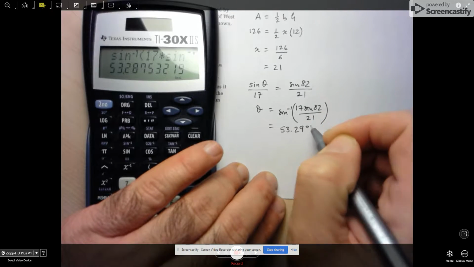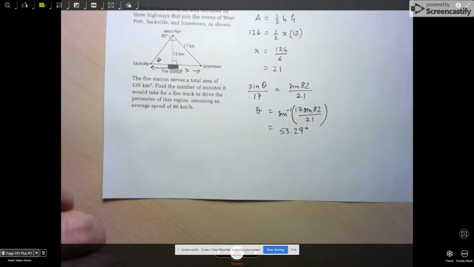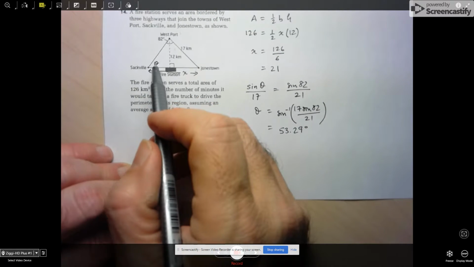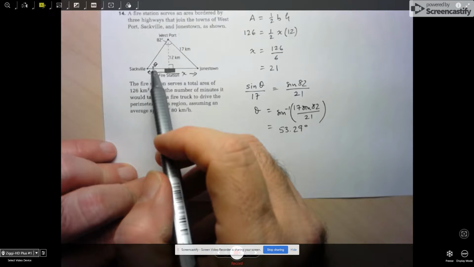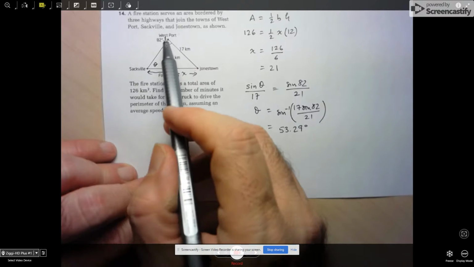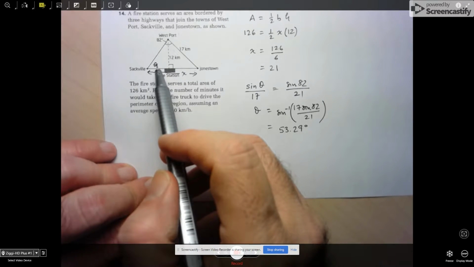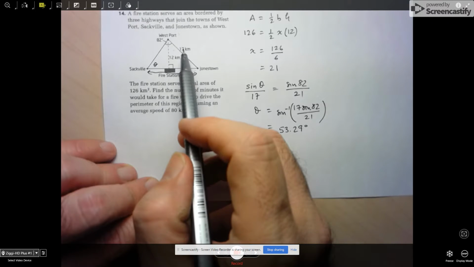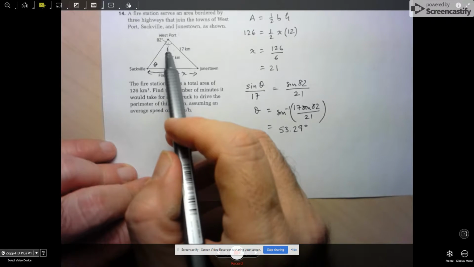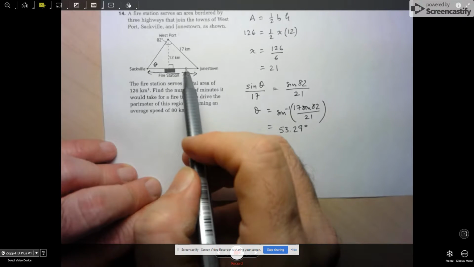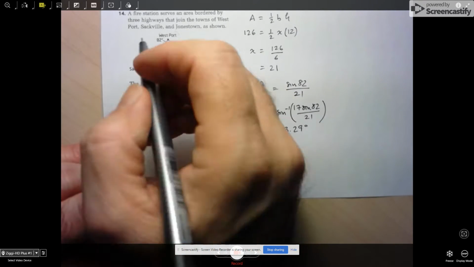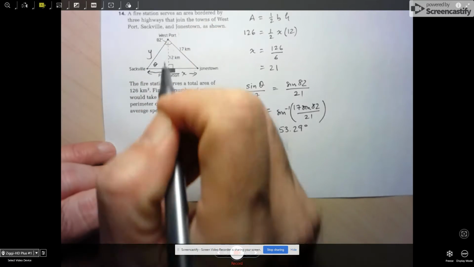53.29 degrees. Okay, and so now that we know this angle, we can use sine law to calculate this side here, because I have a side length and a known angle. And here I can easily find the third angle opposite to the side I'm looking for. So let's call this y, by the way.